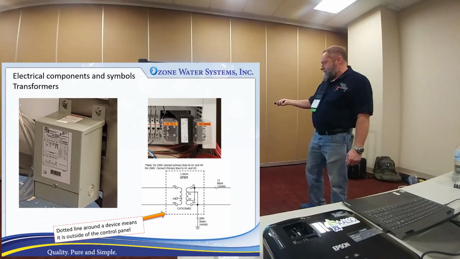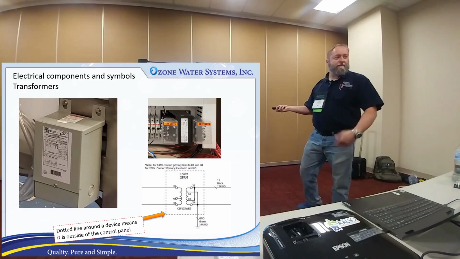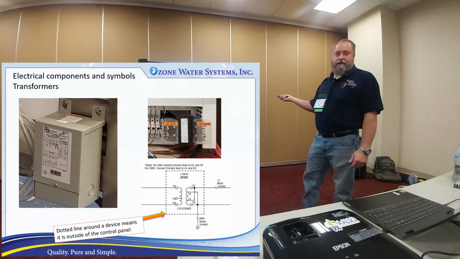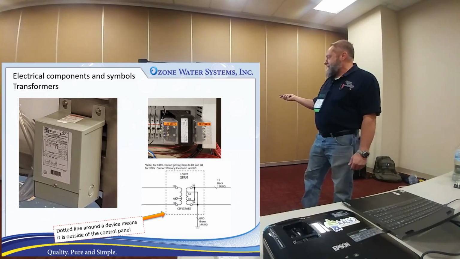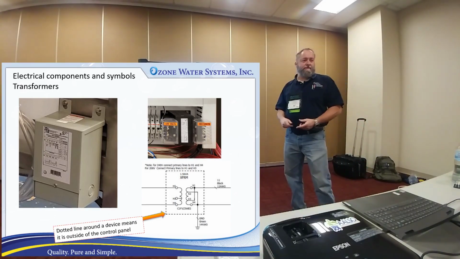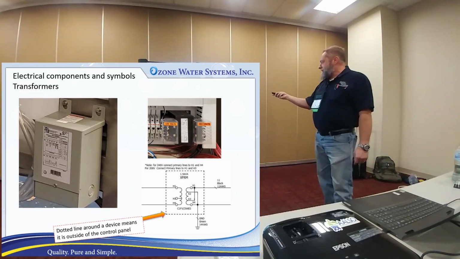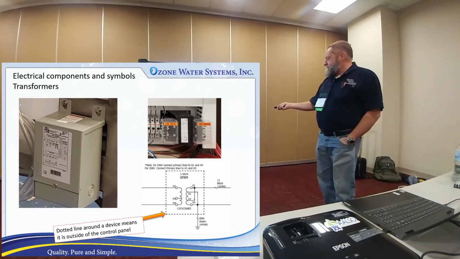And again, the dotted line means it's mounted outside the panel on the back side of the skid. You could also have transformers inside the panel. It looks something like that. That's just to create the control voltages. Sometimes you need a control voltage of 120 volts or whatever. You'll see them both. But they always have this on the diagram symbol.